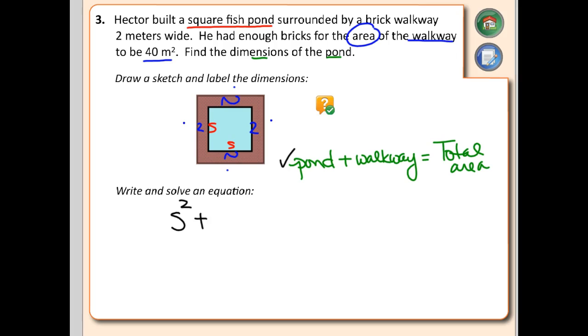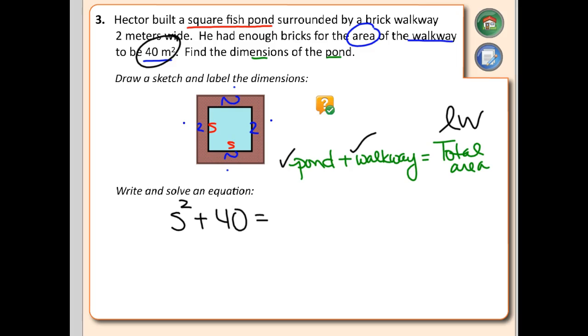Now, how do we get the area of the walkway? Well, the area of the walkway was actually given in the problem. Remember, that was 40 meters squared. Equals the total area. Now remember, area is length times width.